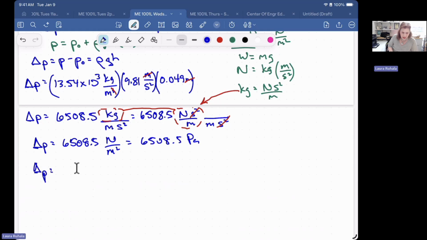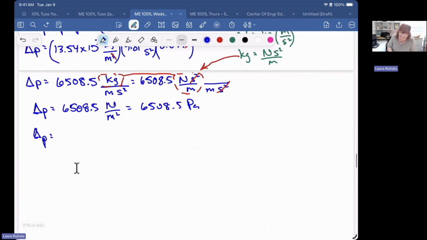And let's put it in terms of kPa. I think it actually asks for it. Yeah, in terms of kPa. So there's 1,000 Pascal in a kilopascal. So that's 6.509 kilopascal. That's my answer, and I'm sticking to it.